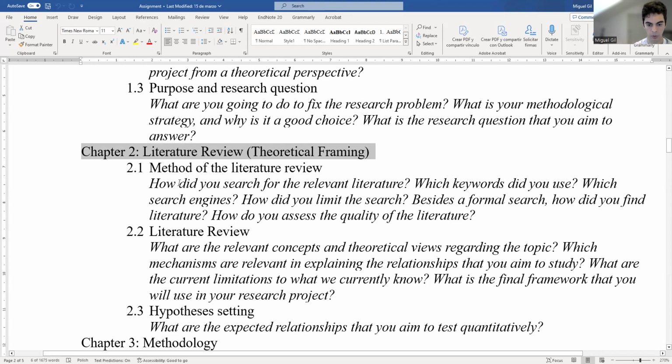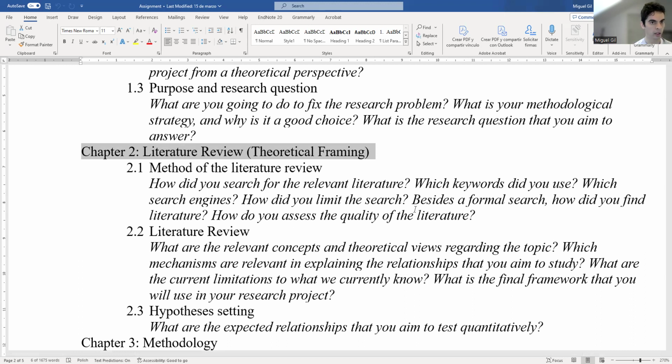So it's a way of showing how you find the relevant articles that you will discuss. As we discussed also in our lecture, you have to be very transparent on showing which keywords you used, which search engine, how you limited your search, maybe you used only English or English and Swedish. So be very transparent on that. Plus also justify your choices.